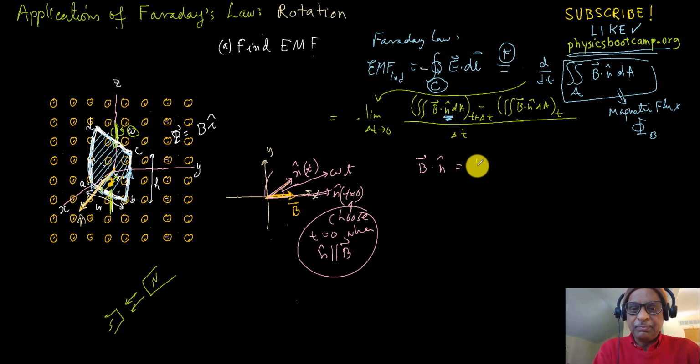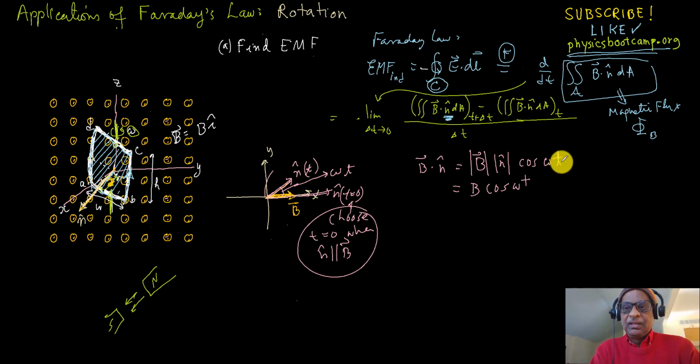That's going to be B times n hat, 1, right? This is B n cosine of the angle between them, and that's cosine of omega t. So this is just going to be B times 1 times cosine omega t. What is the dA? dA is the area of this loop, and let's see if I can integrate it. So over area A, B cosine omega t dA.